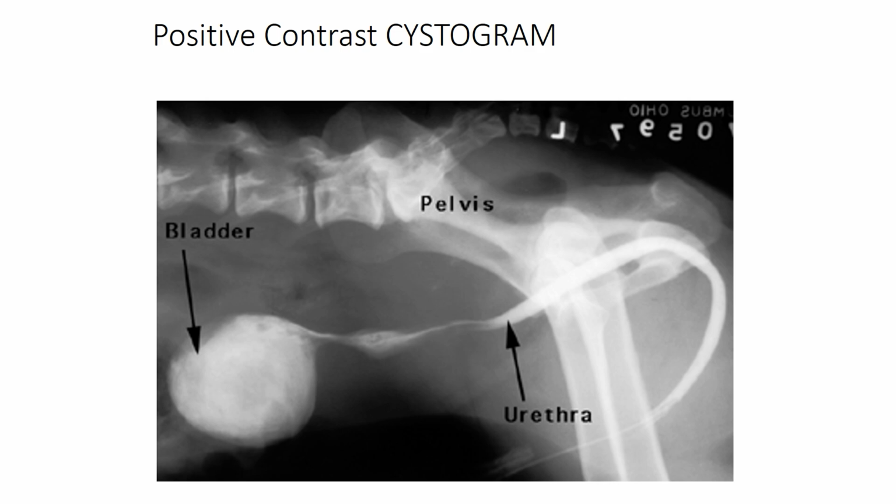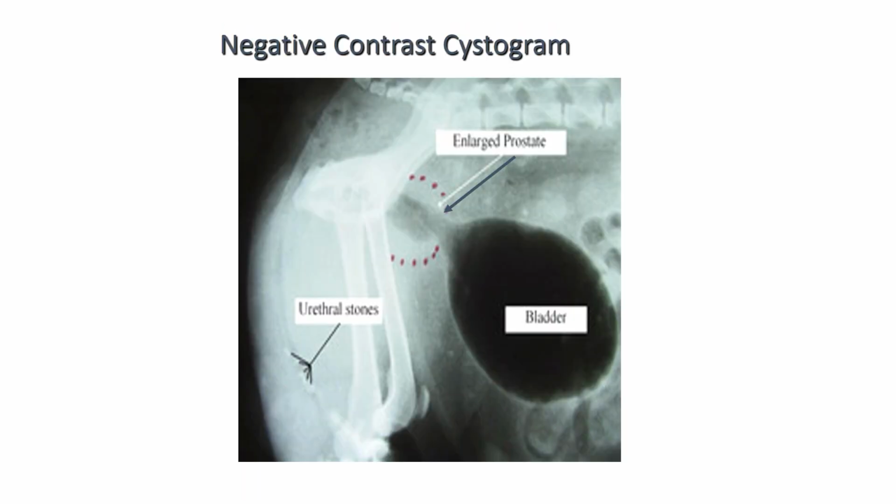So here you can see the positive contrast cystogram in a dog. We catheterize the urethra, and contrast agent is passed through the urethra to the bladder. This is a normal cystogram. Here this is a negative contrast cystogram in a dog.